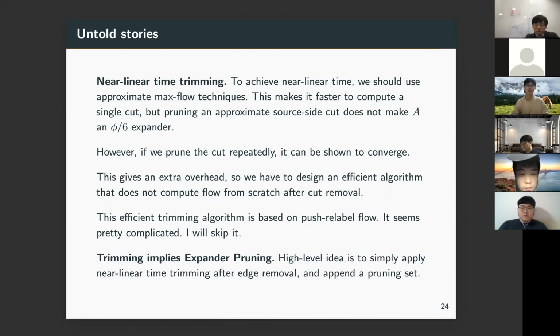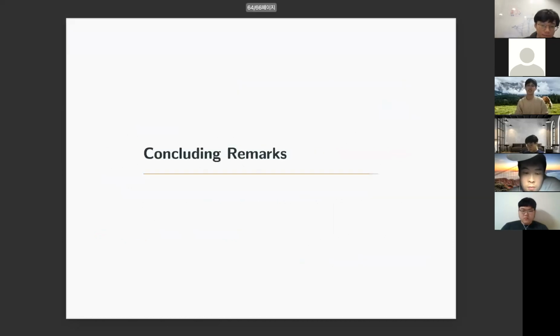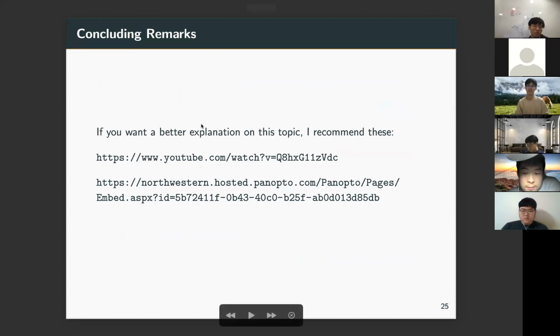So trimming implies expander pruning. I can't get into the details, but the high level idea is that if you think about the definition of pruning, then we are just pruning here. Trimming is just pruning, a similar thing. And it just works like that. The high level idea is just applying a near linear time trimming after edge removal. So yeah, that's everything.